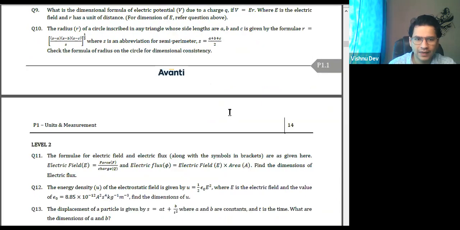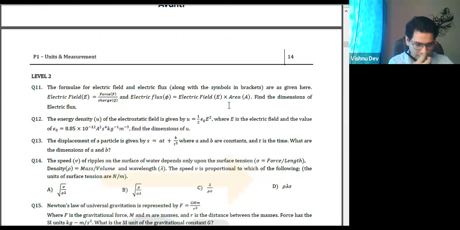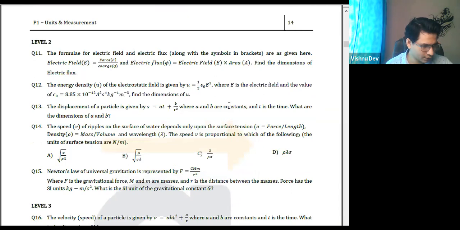Now level 2. Let me see who all are present over here. This is level 2. Twelve, 14, 15. Okay, let's just see question number 12.